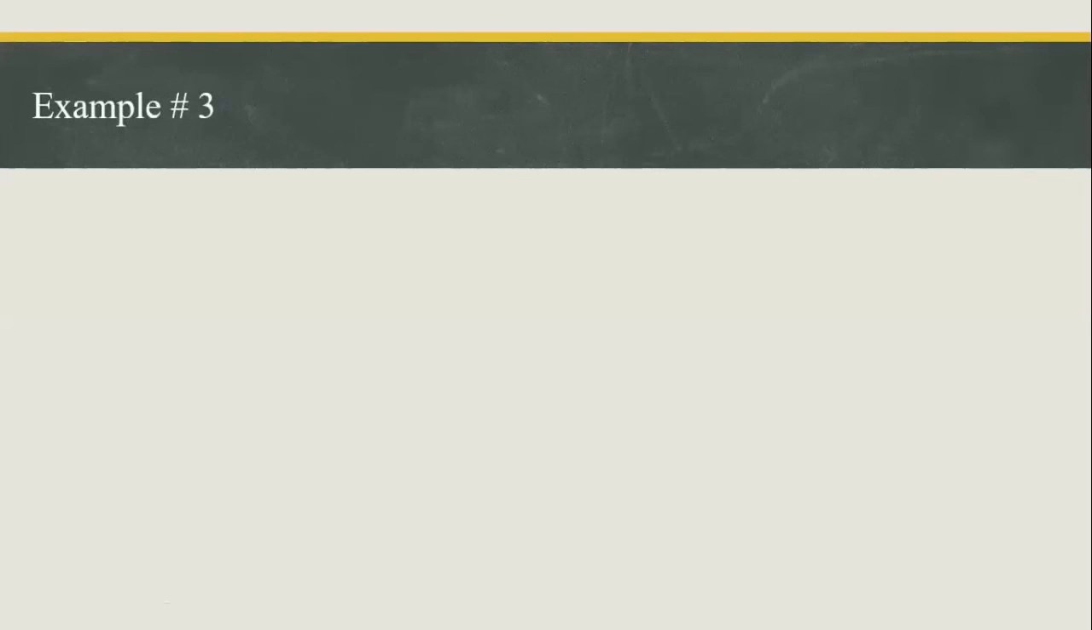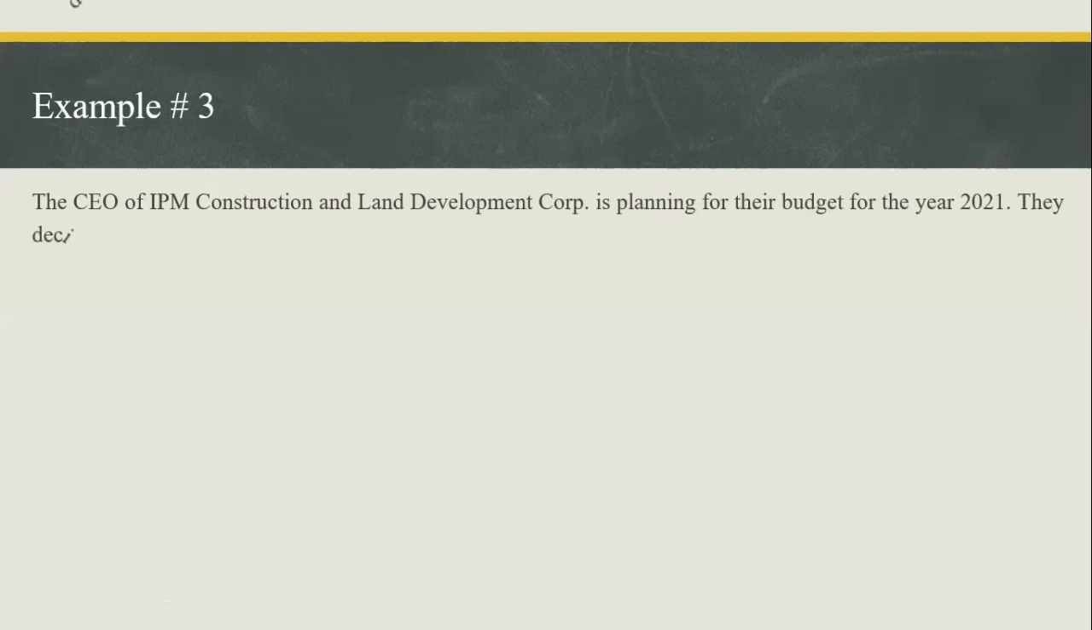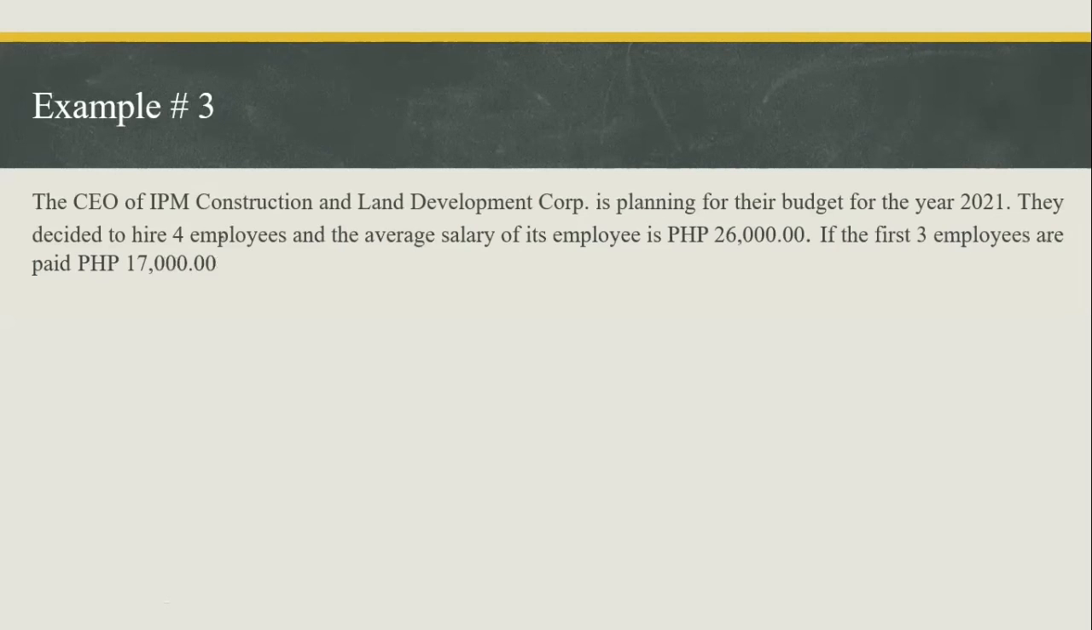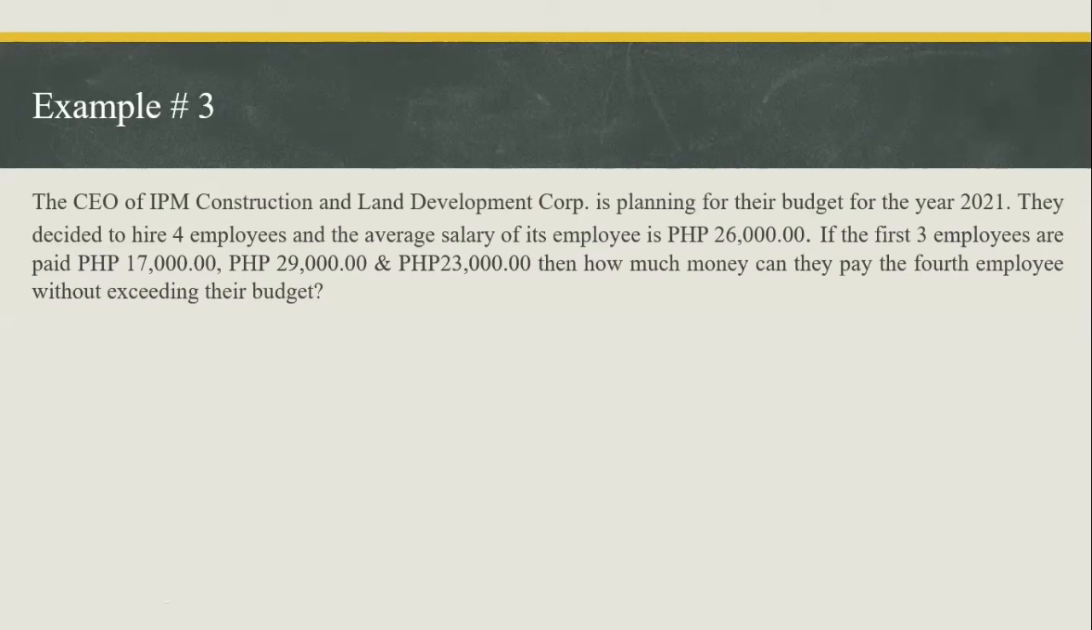And for our last example, the CEO of IPM Construction and Land Development Corporation is planning their budget for the year 2021. They decided to hire 4 employees, and the average salary of each employee is 26,000 pesos. If the first 3 employees are paid 17,000 pesos, 29,000 pesos, and 23,000 pesos, then how much money can they pay for the fourth employee without exceeding their budget?